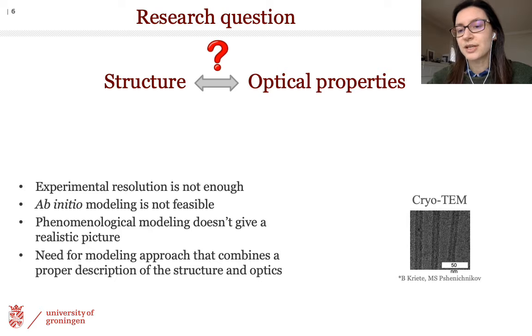Cryo-TEM images give information about the radius and length, however the molecular packing is not resolved. Ab initio modeling of such a large and complex system is just not feasible. So the common approach so far was to use phenomenological modeling, which gives a good starting point and very useful information. However, it still doesn't give a realistic picture. So we need a modeling approach that combines a proper and detailed description of the structure and optics.